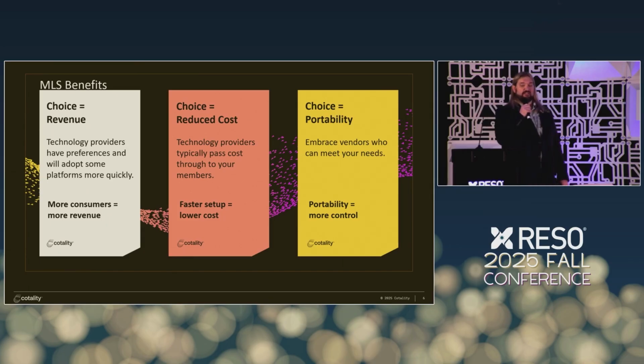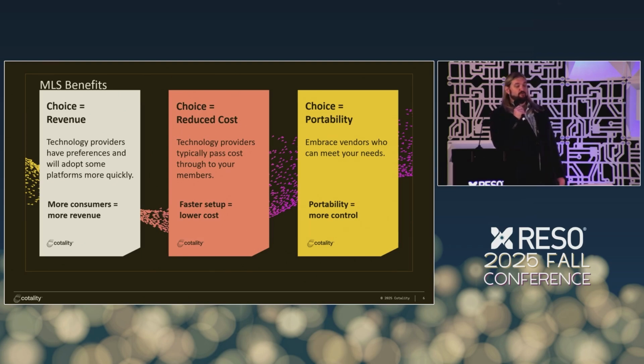So an MLS benefits in a few ways of offering multiple options to consumers. The first is choice. Technology providers have their preferred methods of ways they want to download data. The more consumers you have, the more revenue your MLS is going to be able to bring in for your platform. Choice will also give you the option of reduced cost. So technology providers tend to pass the cost through to your members. And in theory, the easier and cheaper it is for a technology provider to pull that data in, faster setup and lower cost for you and your membership.